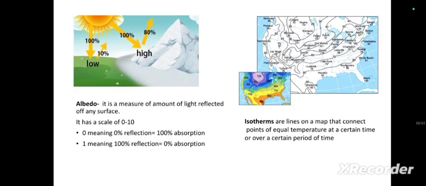The next term is isotherm. Isotherms are lines on the map that connect points of equal temperature at a certain time or over a certain period of time. If the isotherms are very close to each other on the map, it means that the temperature changes very rapidly over the distance. On the other hand, if the isotherms are widely spaced, it means that the temperature remains more or less the same over a certain period of time.